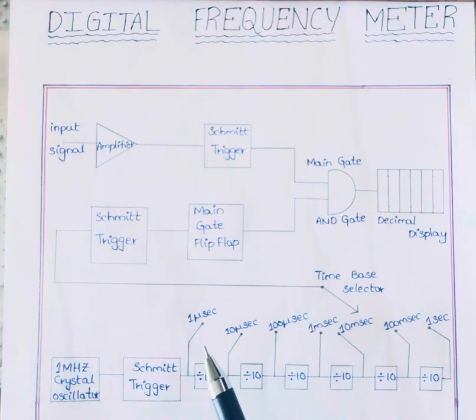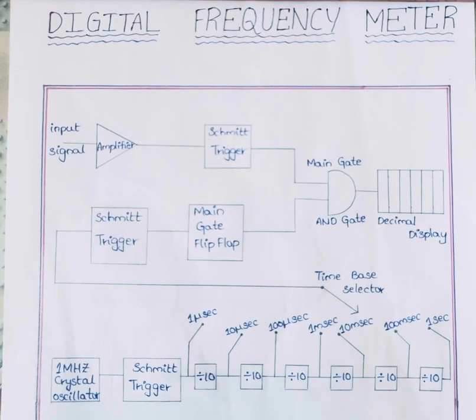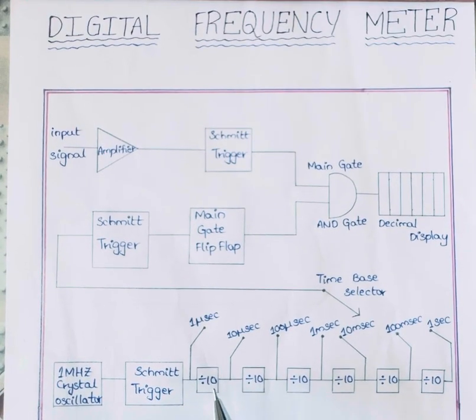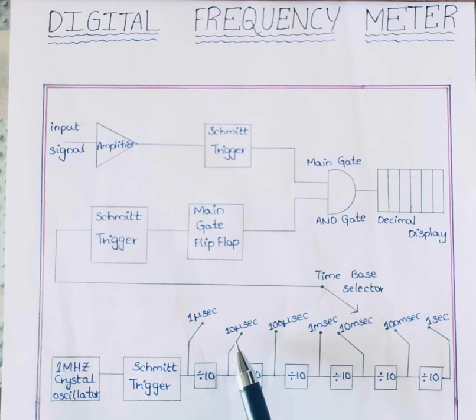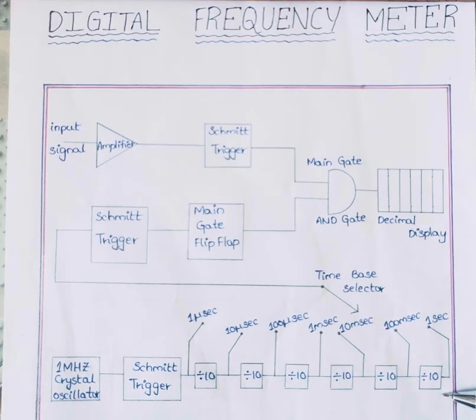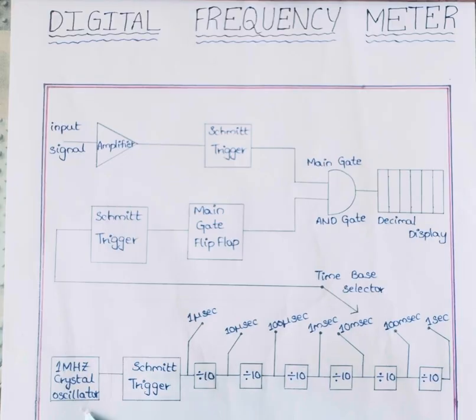Now when it is divided by 10 in the next slot, it will become 10 microseconds. It will be divided 6 times. Then it will become 1 hertz, which is equivalent to 1 second. These are the different time slots we have.